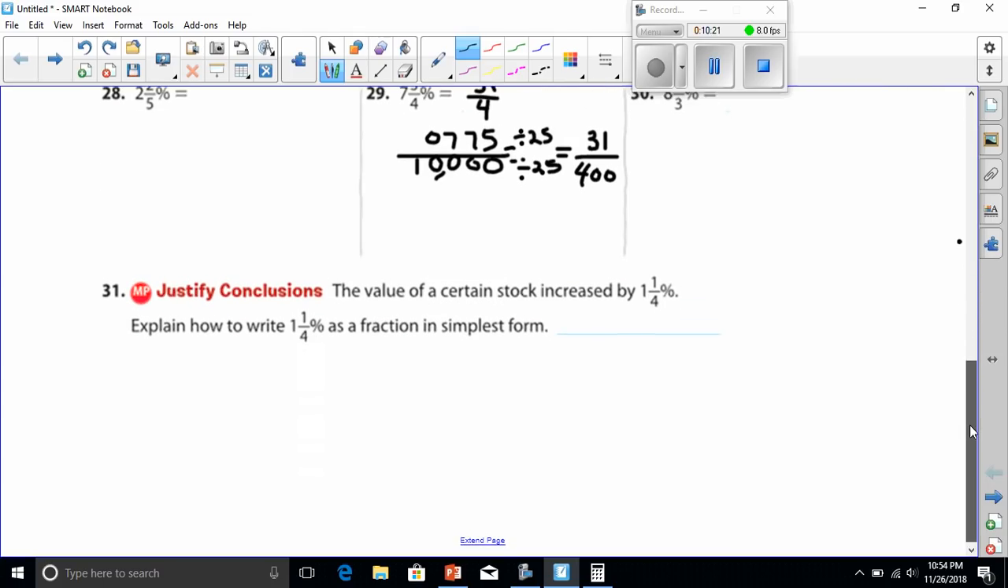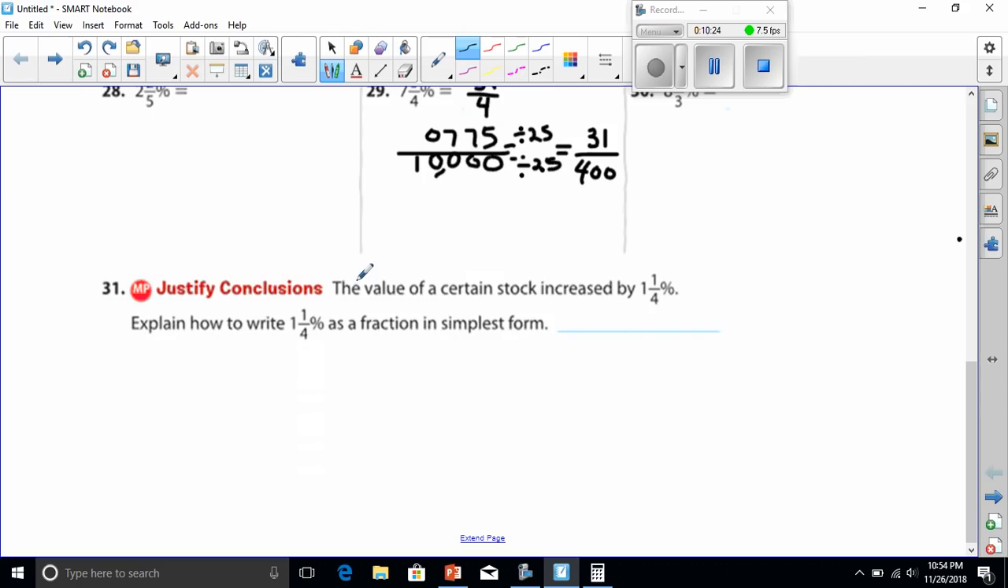We've got number 31 now. It says the value of a certain stock increased by 1 1/4%. Explain how to write 1 1/4% as a fraction in simplest form. We're going to write this as a fraction in simplest form. That's pretty much what we did up here, isn't it? All right, so we're going to take this and turn it into an improper fraction. 4 times 1, that's 4. Plus 1 is 5, so this is really 5 over 4.